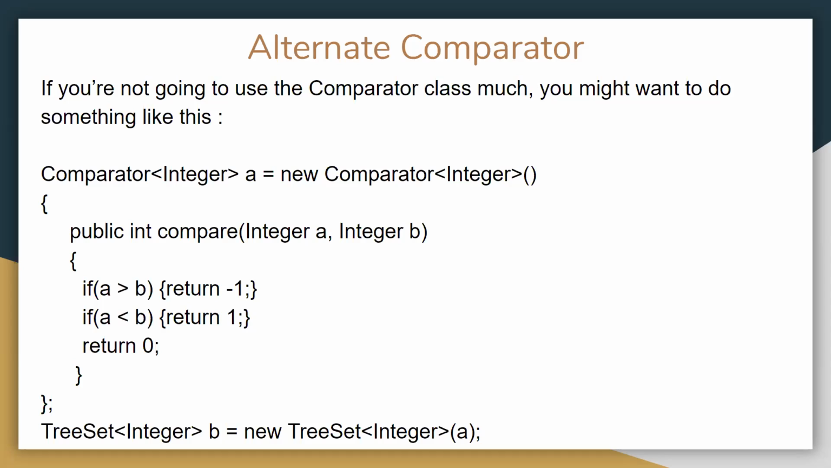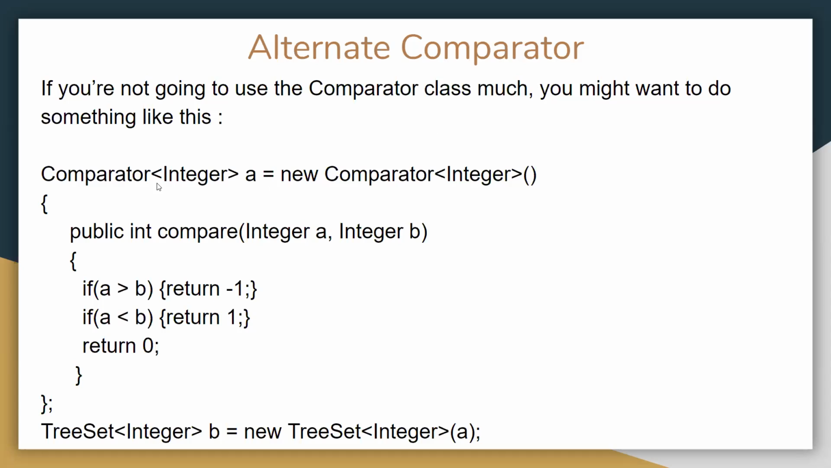So there's another way you could possibly do the comparator. And so this is for if you're not going to use it very much, since if you were going to use that comparator class for multiple different tree sets and tree maps, then it'd be a good idea to put it in a class, since it's easier then and you don't have to continuously write it again. But if you weren't going to use it much, you might want to do something like this.